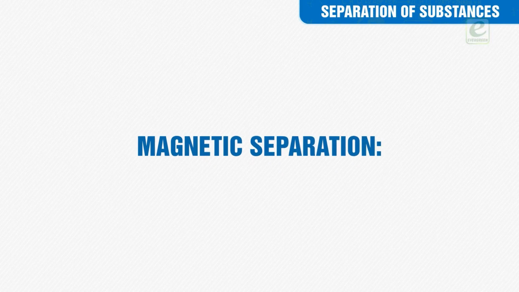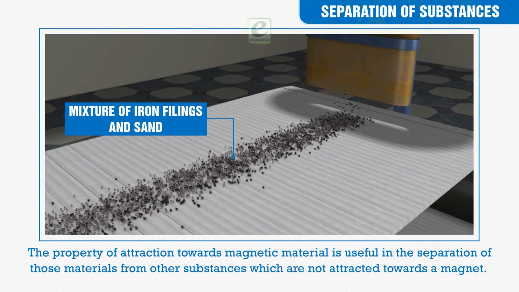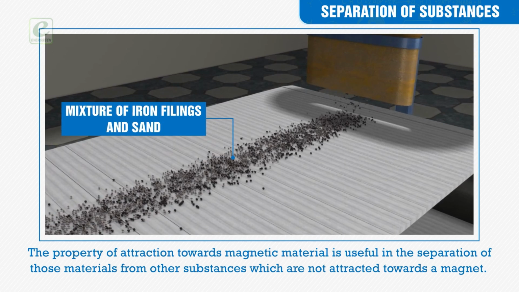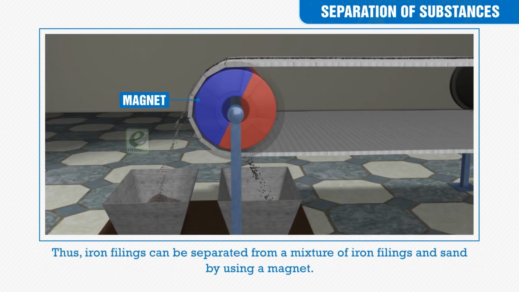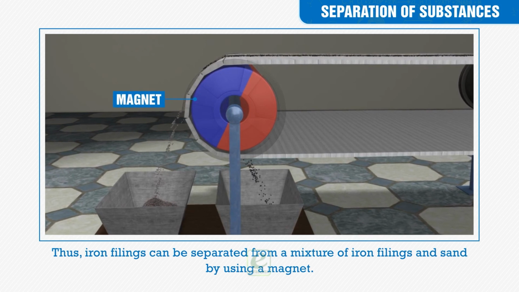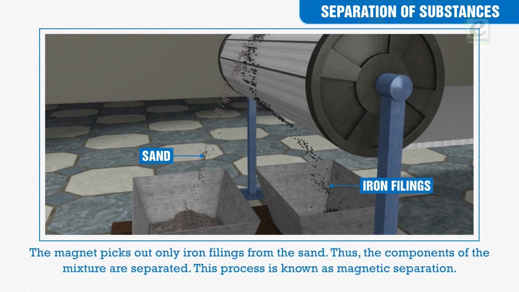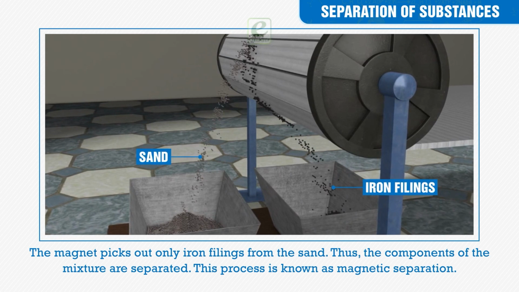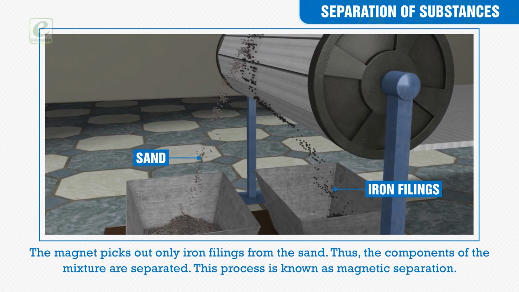Magnetic separation. The property of attraction towards magnetic materials is useful in the separation of those materials from other substances which are not attracted towards a magnet. Thus, iron filings can be separated from a mixture of iron filings and sand by using a magnet. The magnet picks out only iron filings from the sand. Thus, the components of the mixture are separated. This process is known as magnetic separation.